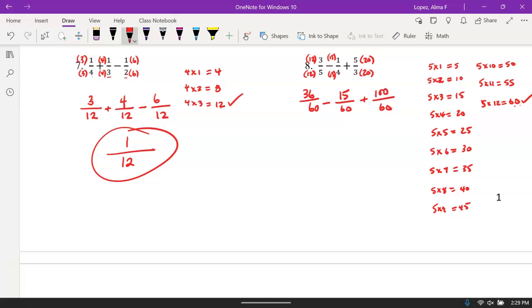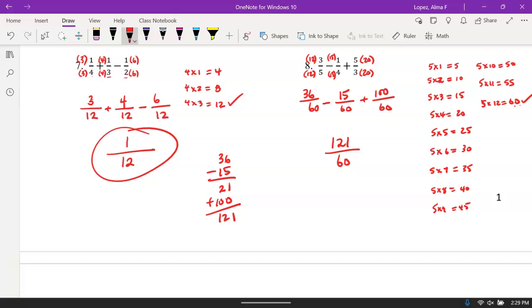All right, so I know my answer is going to go over 60, but I'm going to do the addition and subtraction over here. I'm going to start with the 36 minus 15. That's going to be a 21. And to that, I'm going to add 100. So I get 121 over 60.